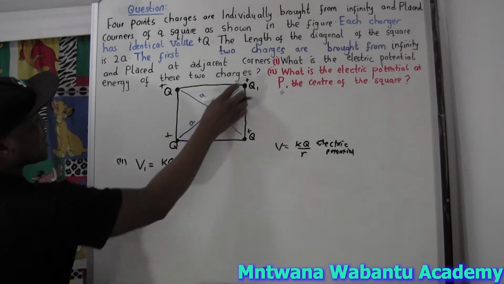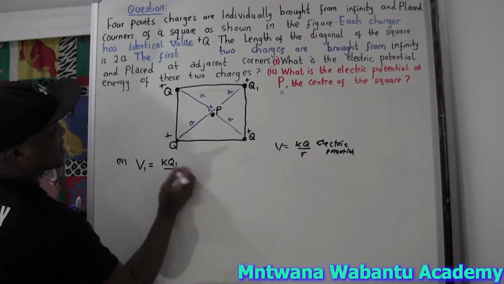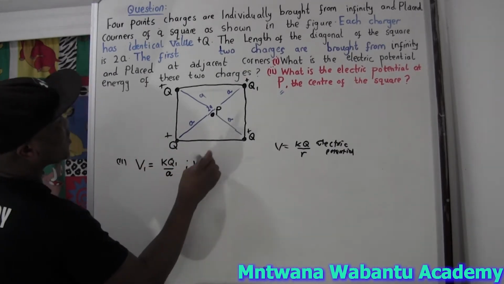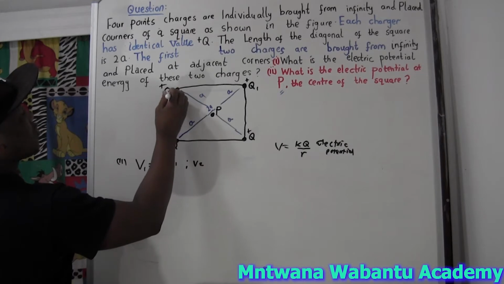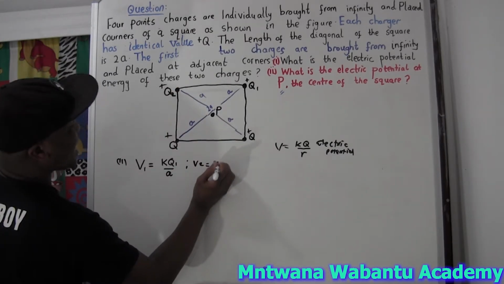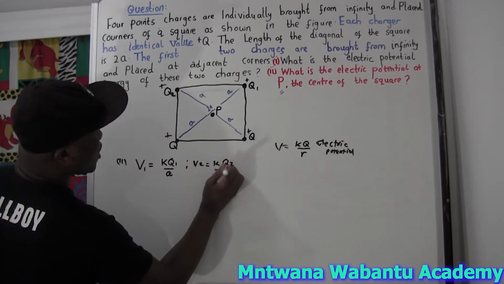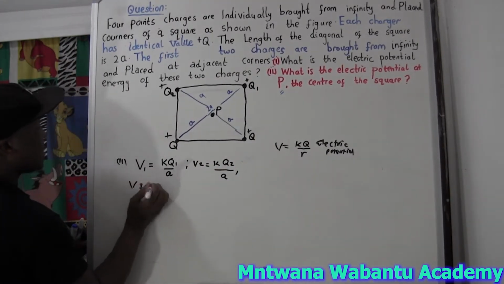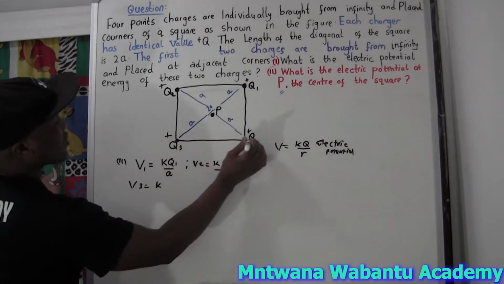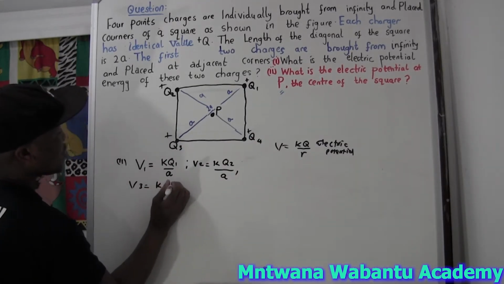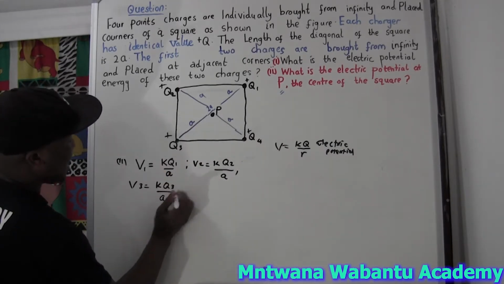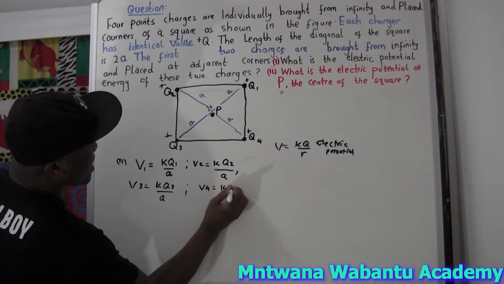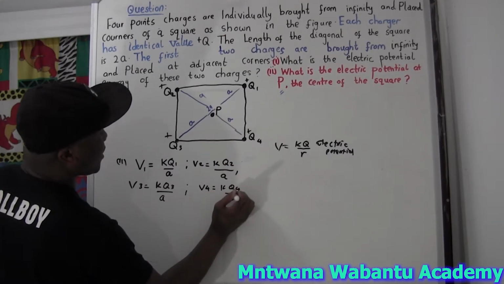For this case, what is the distance from here to there? It is a. Instead of R, I'll write a. So that's V1. What about V2? V2 means from here to charge 2, so it's the same thing: K times Q2 over the distance, which equals a. Now for V3, same thing: V3 equals K times Q3 over a. The same goes for V4: electric potential 4 equals K times Q4 over a.